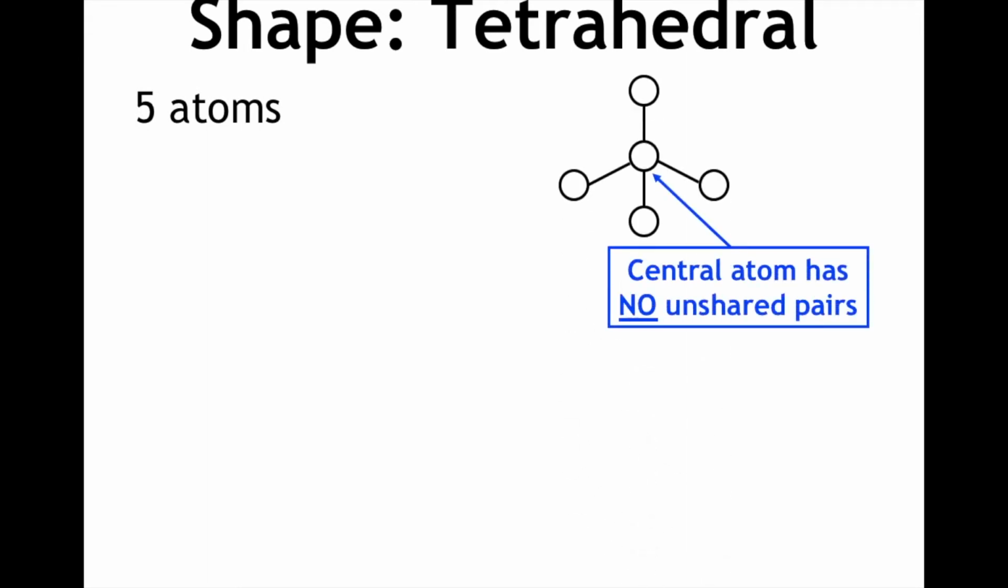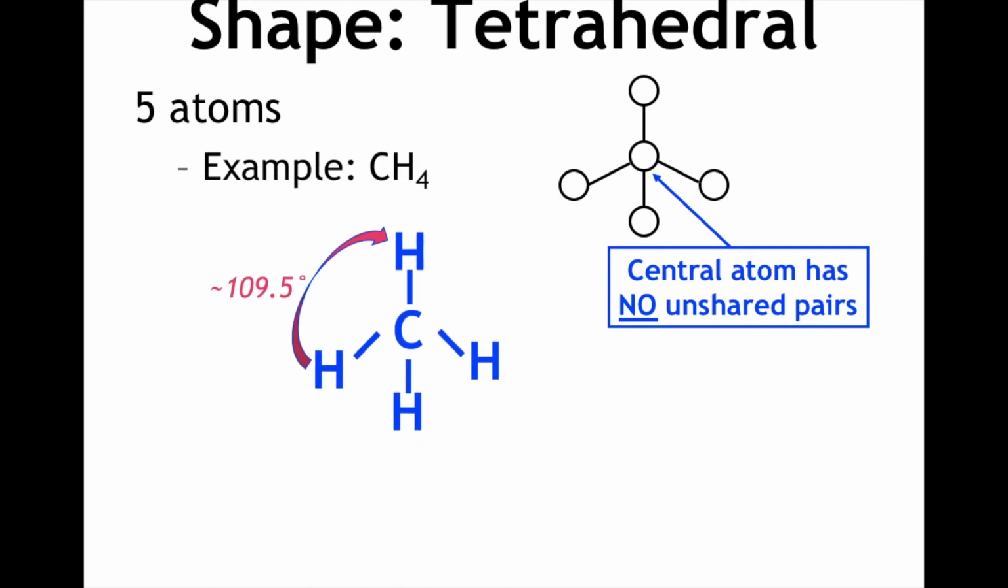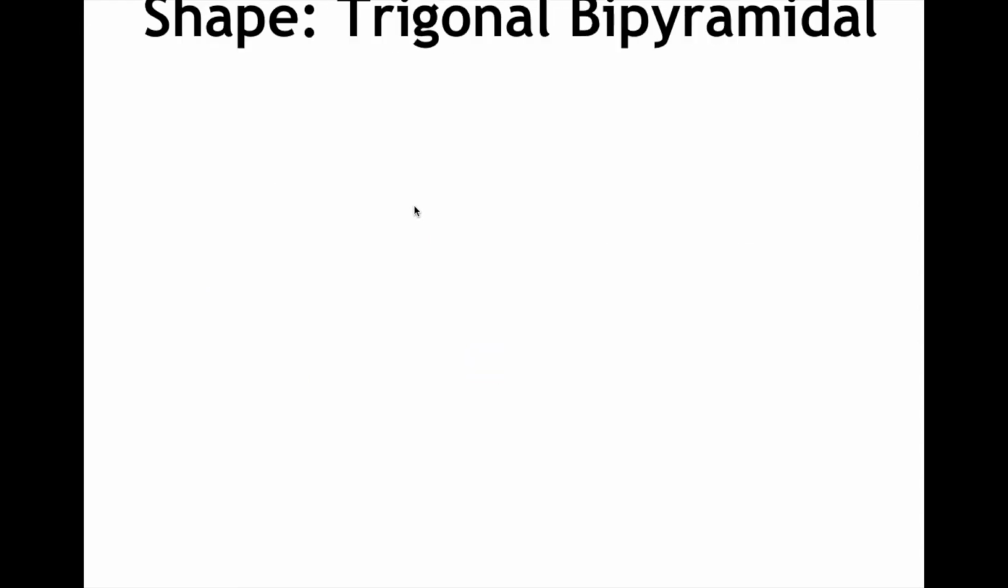All right, next shape is tetrahedral. So tetrahedral, again, the central atom has no unshared electrons, and it has 4 other atoms connected to it. So methane is a common example of a tetrahedral shape. And notice the bond angle.